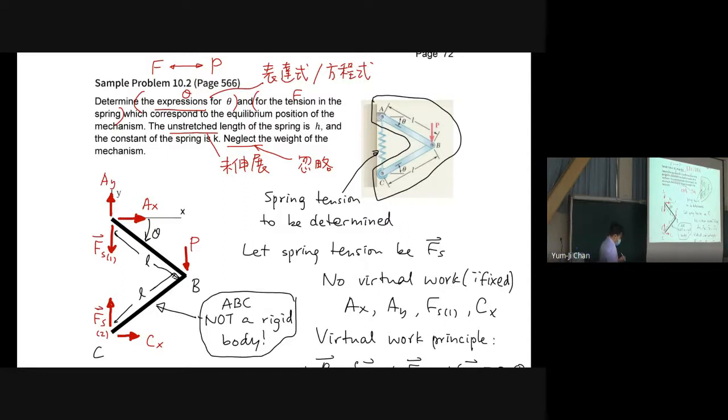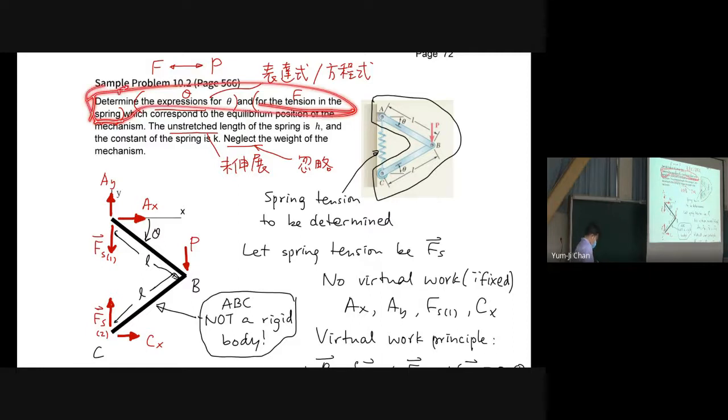The problem is that we have two bars and a spring. We need to determine the expression for theta, and the tension in the spring. So we determine these two things.